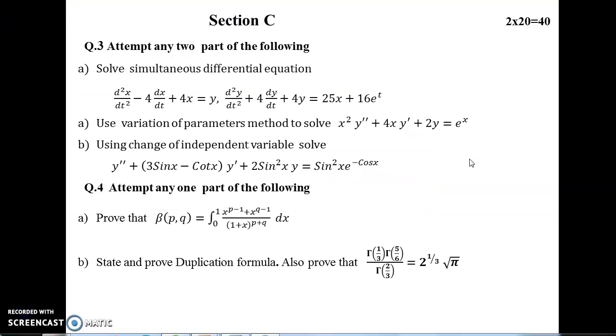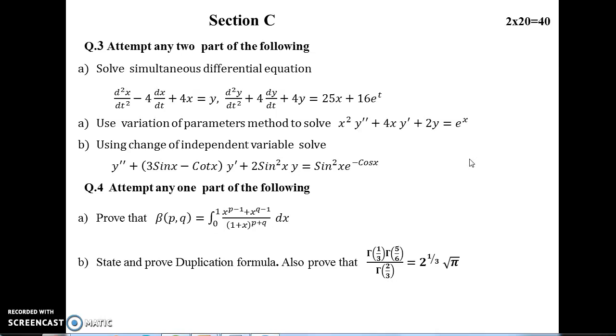In this question, attempt any two parts of the following. Solve the simultaneous differential equations. First we write the first equation as (D minus 2) squared x minus y equal to 0, and the second equation as minus 25x plus (D plus 2) squared y equal to 16 e to the power t. Eliminate y, then find the value of x, find CF and PI in terms of t. Then put the value of x in the first equation, and we will find out the value of y.